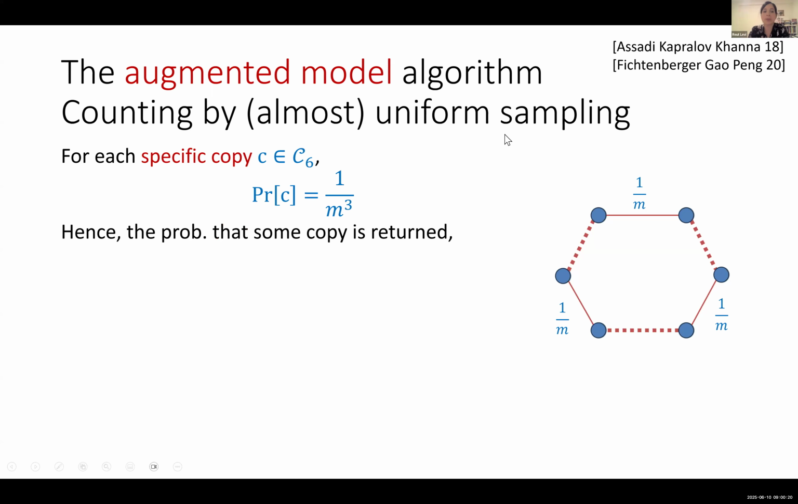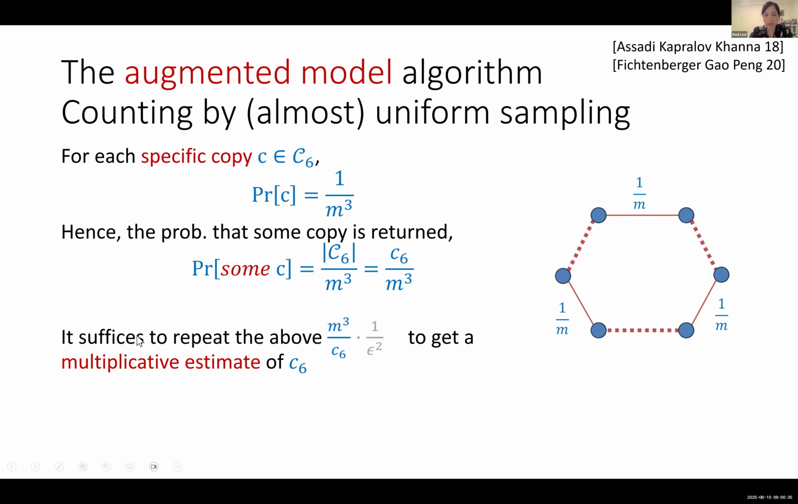And now, what is the probability that some copy is returned by the sampler? The probability to return some copy equals the number of copies over m cubed. Therefore, it suffices to repeat the above sampler roughly m cubed over the number of copies many times to get a multiplicative estimate of C6. This is up to polynomial factors in 1 over epsilon, which is our proximity parameter.